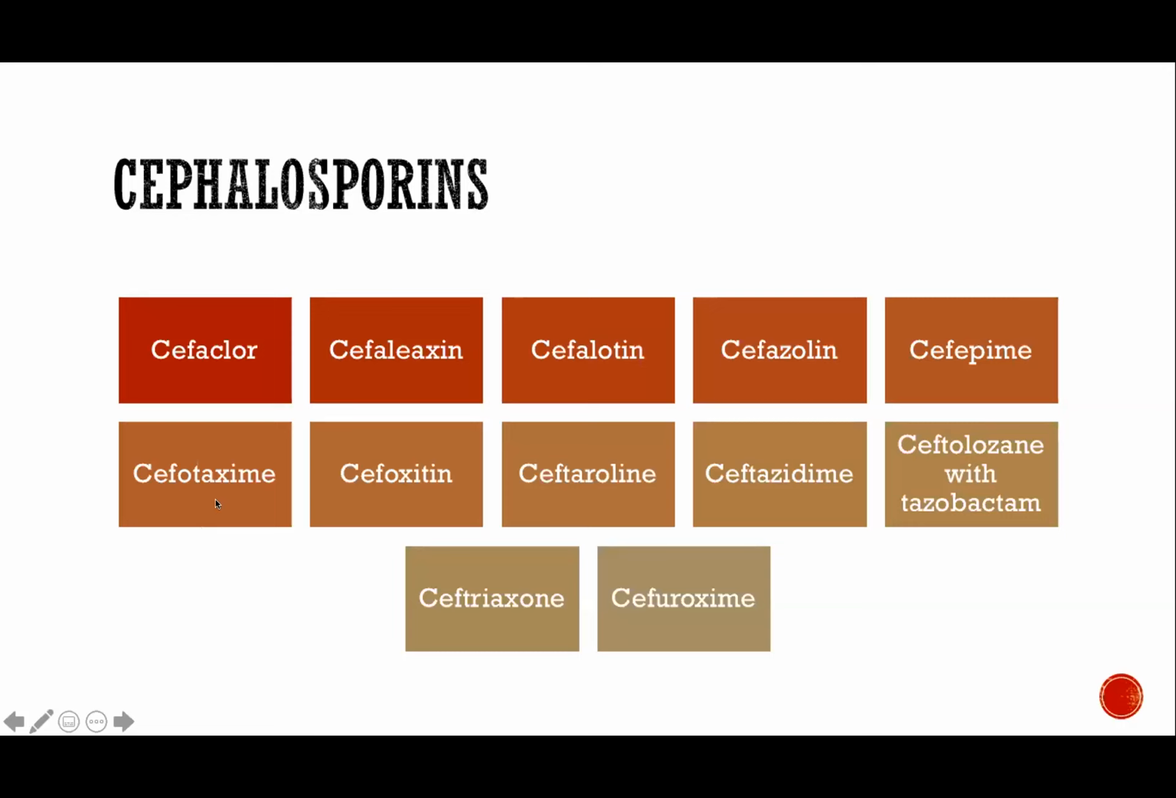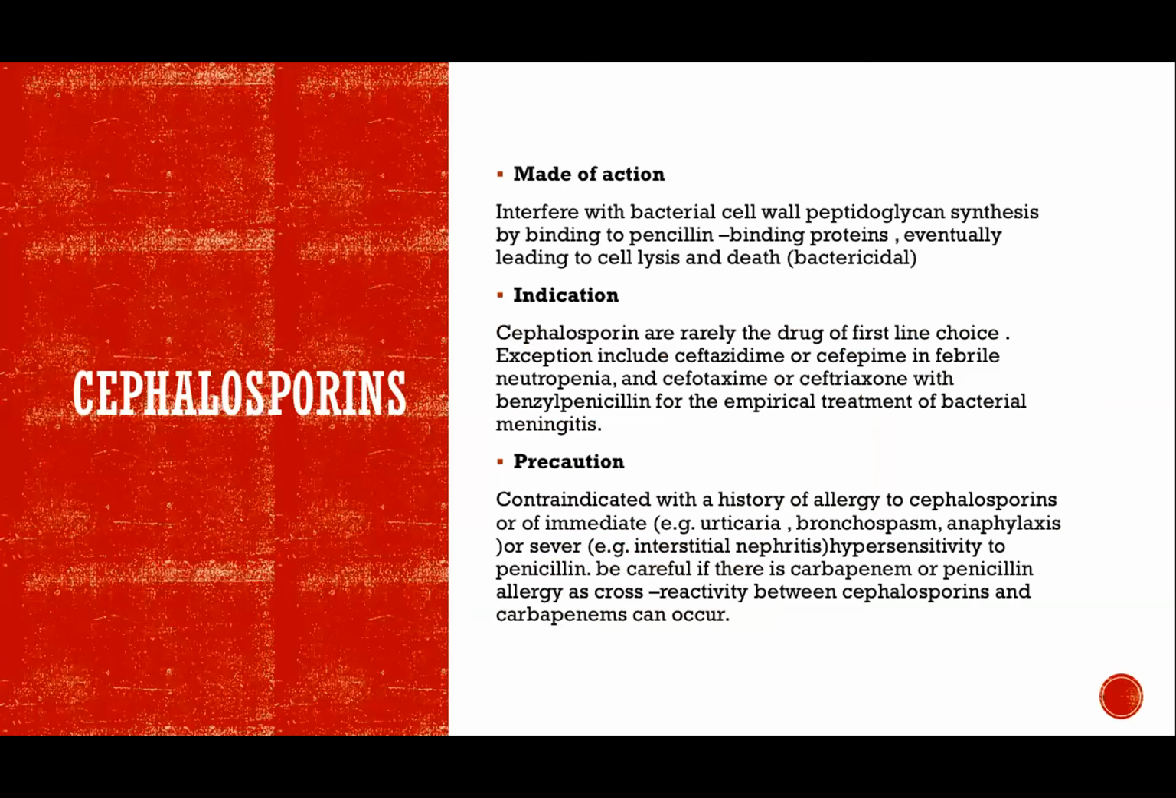So, for example, cephalosporins are ceftriaxone, cefuroxime, ceftazidime, cefepime. The mode of action of cephalosporin is to interfere with bacterial cell wall peptidoglycan synthesis, as with penicillin, because both of them are considered beta-lactam group, binding to the penicillin binding protein, essentially leading to cell lysis.